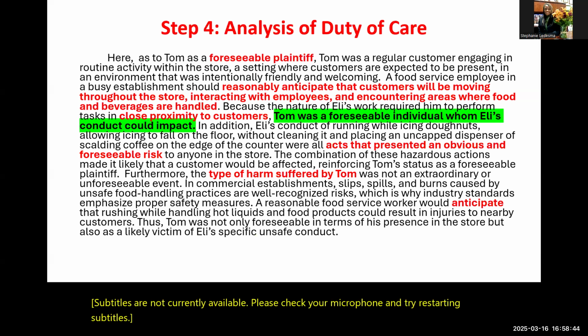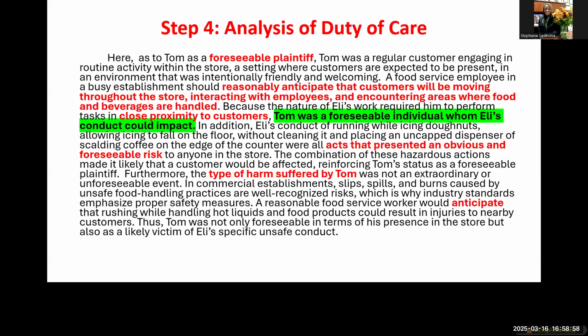Here, as to Tom, as a foreseeable plaintiff, Tom was a regular customer engaging in routine activity within the store, a setting where customers are expected to be present in an environment that was intentionally friendly and welcoming. See, I'm pulling facts. I pulled the fact that Tom was a regular customer. I pulled the fact that he was engaging in a routine activity because he came in every morning. I pulled out the fact that the environment was supposed to be warm and friendly and welcoming, like grandmother's kitchen. I didn't put like grandmother's kitchen, but I did put those other facts in there.